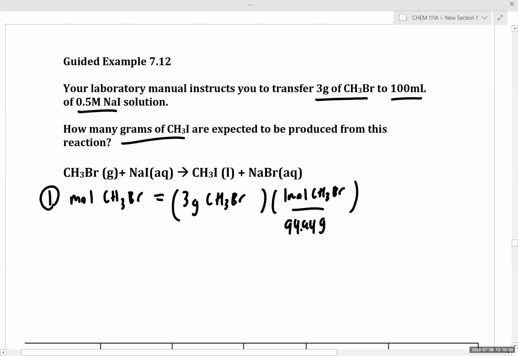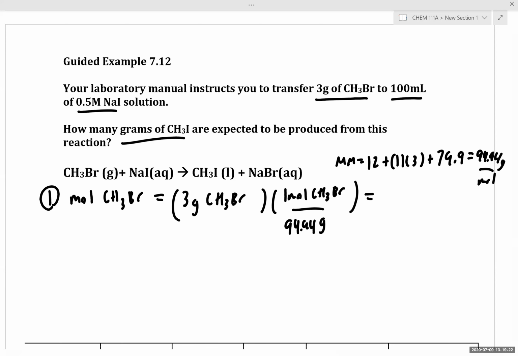Yep, just to show everyone the logic, we take 12 for carbon plus 1 times 3 for hydrogen plus 79.9 for bromine. And that in turn gives us 94.94 gram per mole. Okay, so punching this molar mass calculation, we have 3 over 94.94. That gives us 0.0316 moles of methyl bromide.